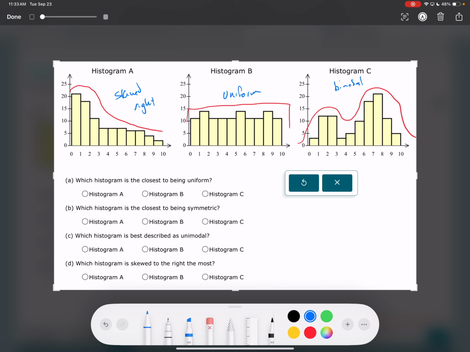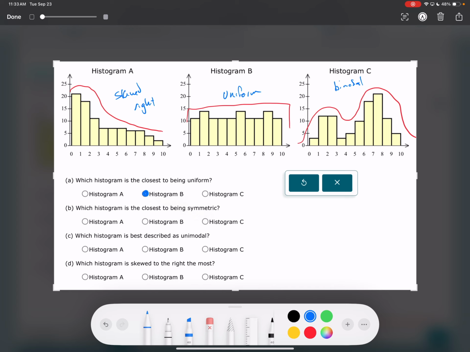All right. Which histogram is the closest to being uniform? Okay, well, we answered that already. B. Which histogram is closest to being symmetric? Symmetric, we did not talk about. That's the other word I need to write under bell shape. But symmetric means you can fold it in half, right? You fold it in half and it matches up. So the closest one is probably going to be B.